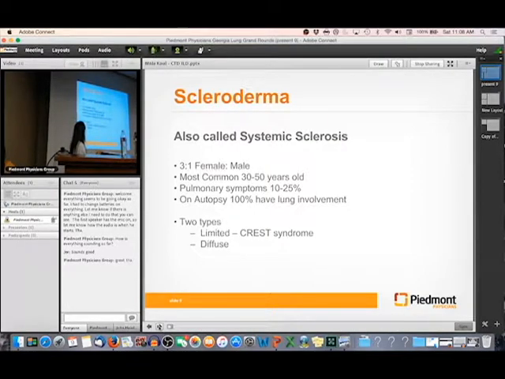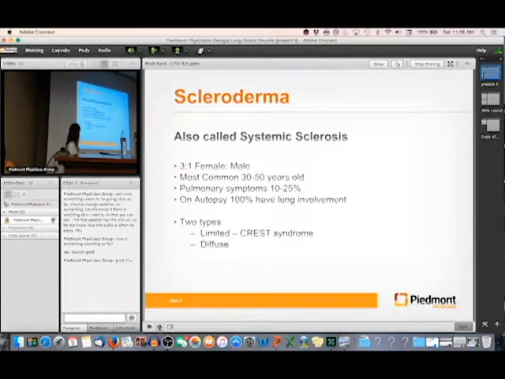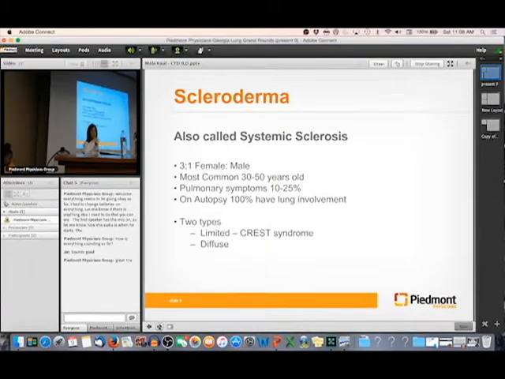About 10 to 25% of all patients with scleroderma will have some pulmonary symptoms. But they did a study where they looked at autopsies of 100 patients with systemic sclerosis. Although only 25% of them may have been symptomatic, 100% of them actually had changes in their lungs. So we know something's going on there. The question is when does it become clinically significant, or when do the doctors or the patients feel that this effect is going on in their lungs? And there are two types of scleroderma. There's a limited, which is also called CREST syndrome, and I'm throwing out these terms because you might come across them when you're reading about this area, or a diffuse scleroderma.